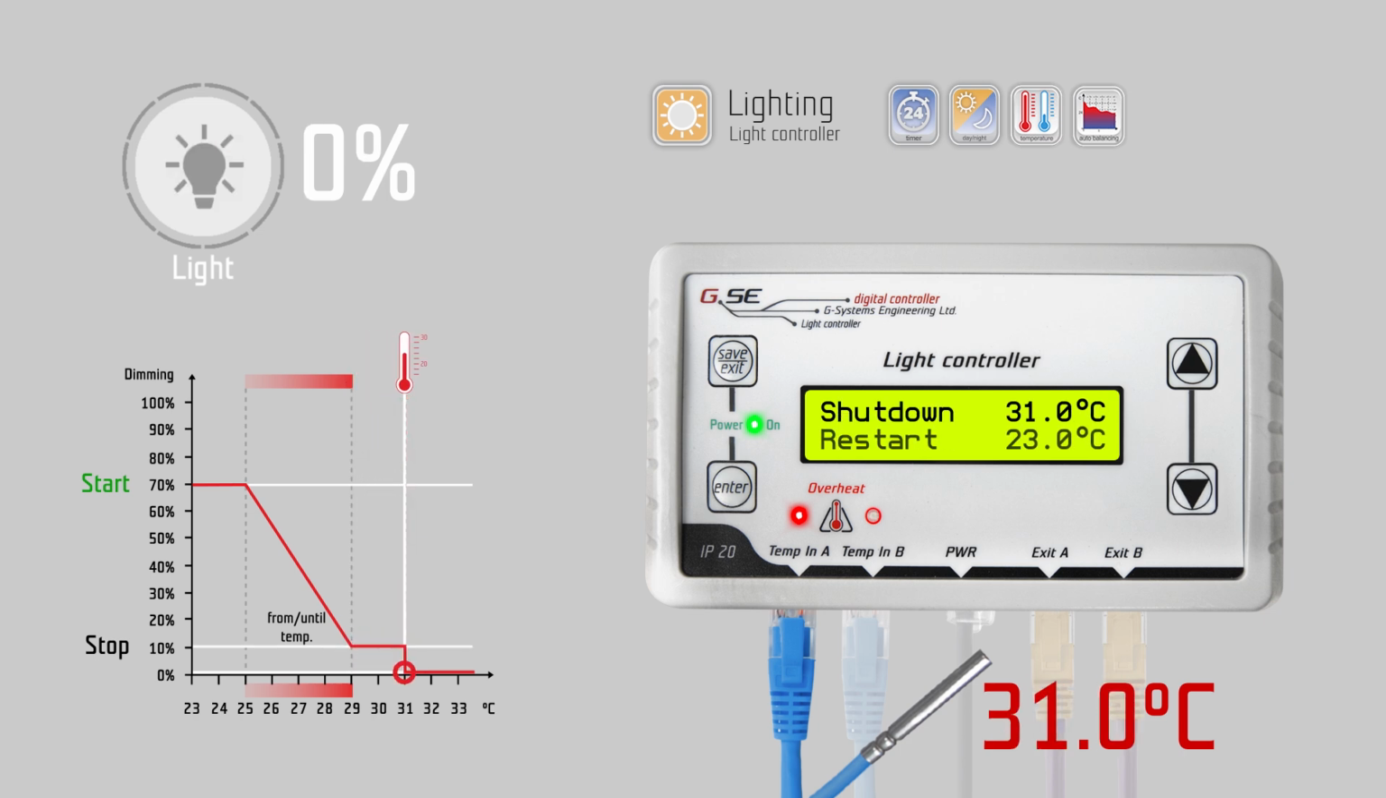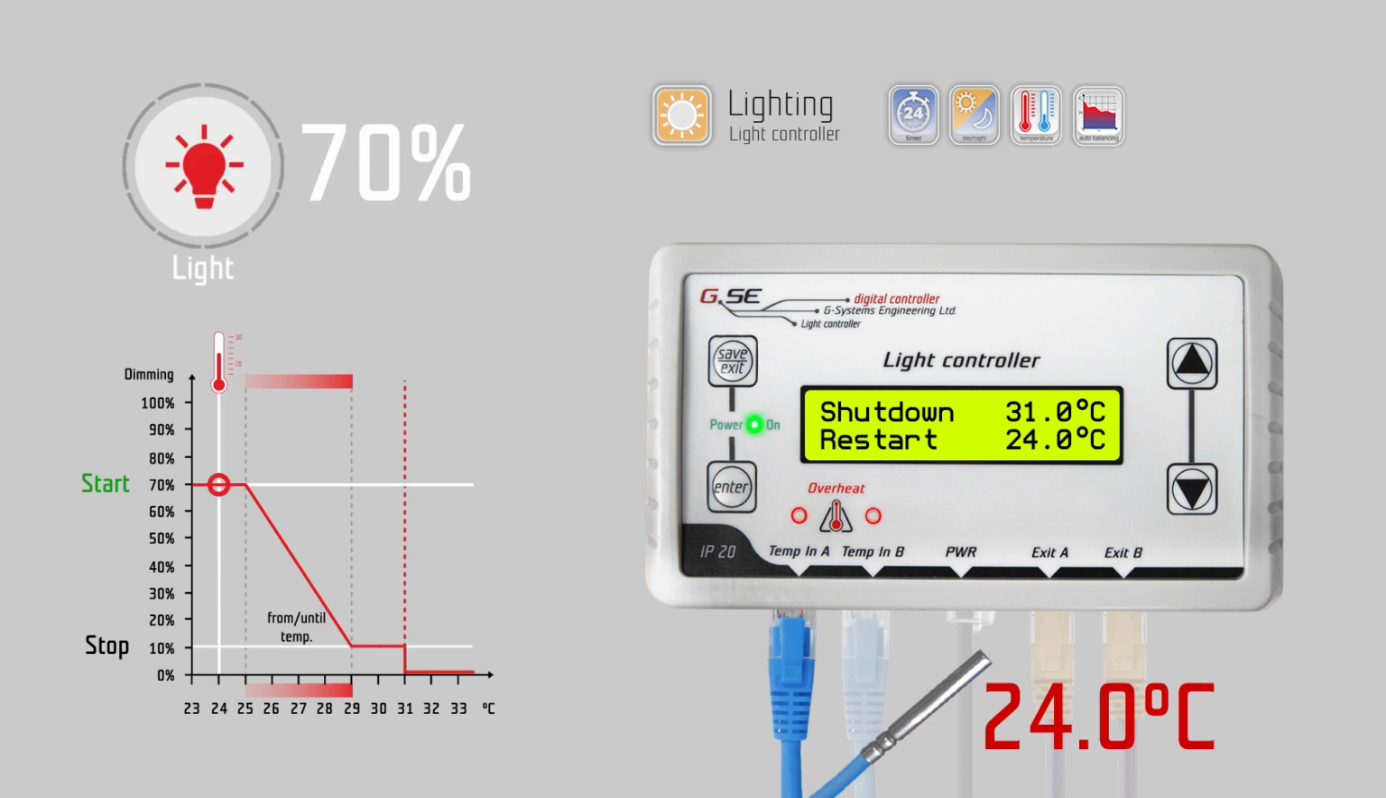The restart value cannot be greater than -1 degree Celsius of the shutdown value. For example, we set this to 24 degrees Celsius. The lamps will remain off until the temperature drops to this value, and they switch on again.